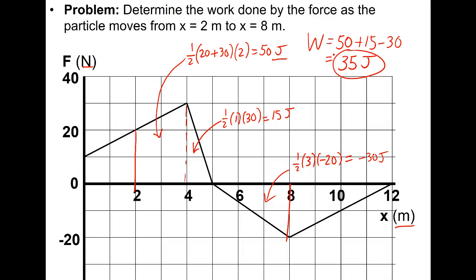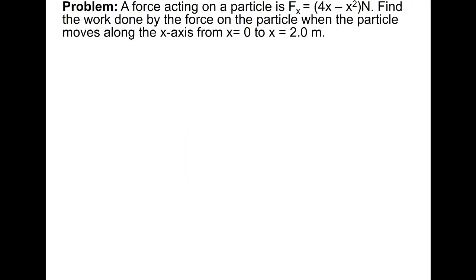Okay, so now what do you do if you have a changing force? So f of x is 4x minus x squared, and that's in newtons. We want to find the work as the particle moves from x equals 0 to x equals 2.